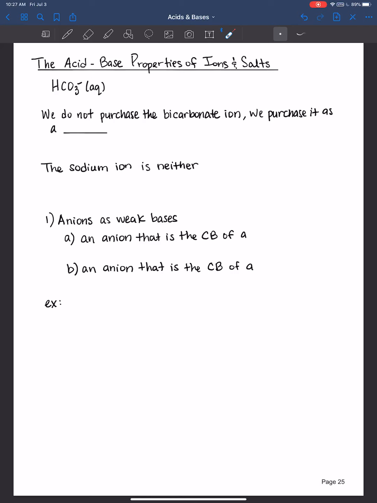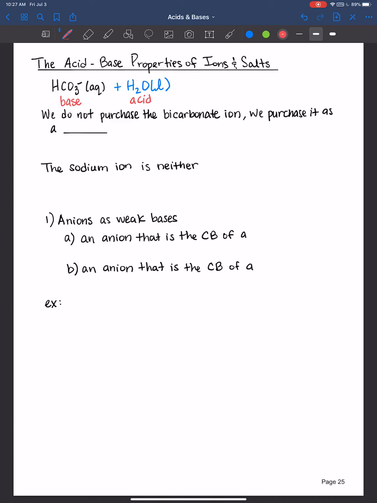Everybody, welcome back. In this next series of videos, we will investigate the acid and base properties of ions and salts. So let's first check out the bicarbonate polyatomic ion. In the presence of water, bicarbonate acts as a base. It's a weak base, and therefore water has to act as an acid.